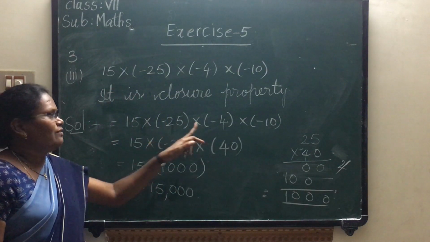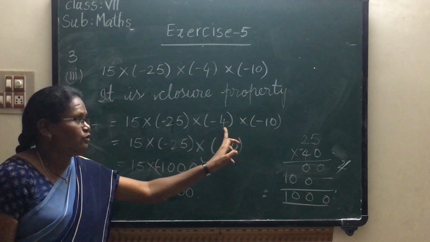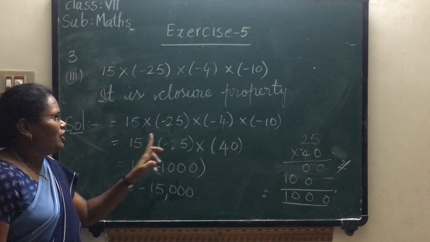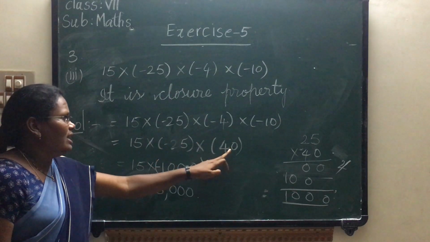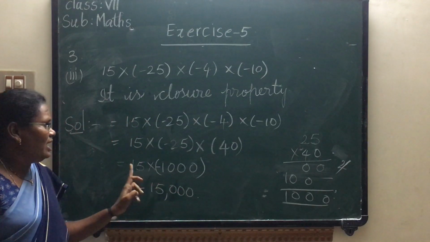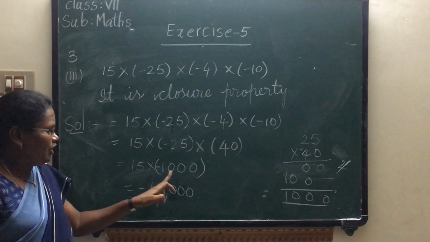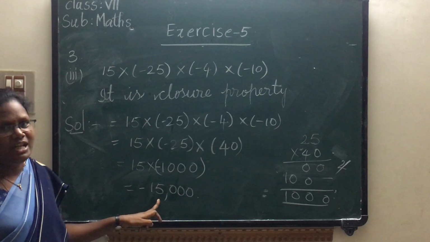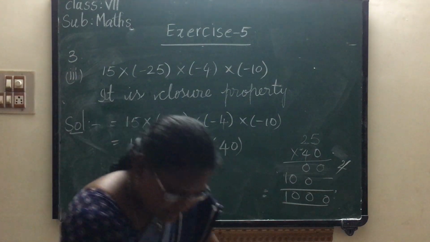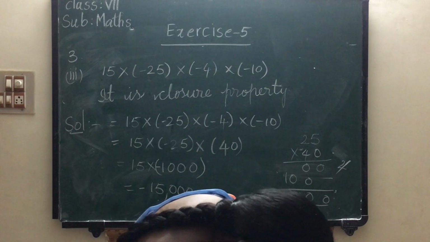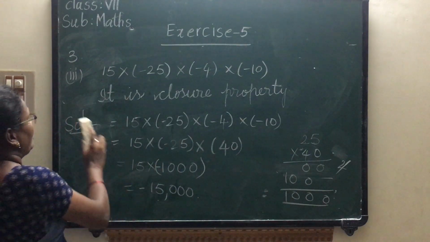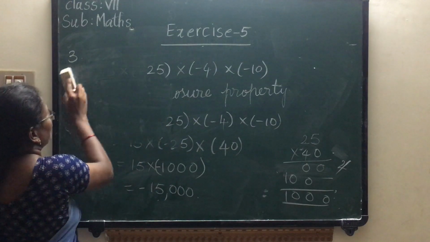15 into minus 25 into minus 4 into minus 10. 4 tens are 40. Minus into minus is plus. 15 into minus 25 into 40. Here 25 into 40 is equal to 1000. 15 into 1000 is equal to minus 15,000. Now the third sum you will do that, and the fourth sum is also the closure property. You will multiply the same way.